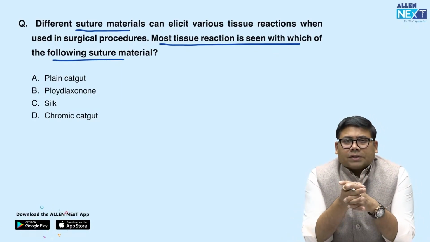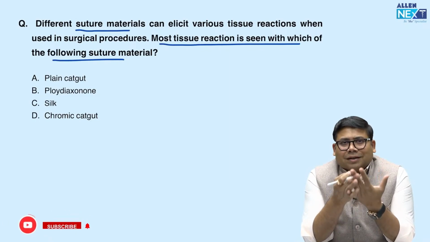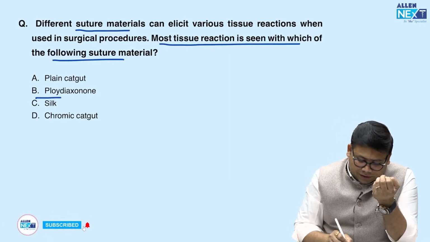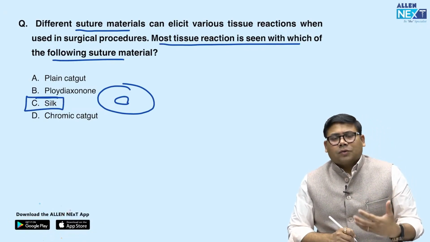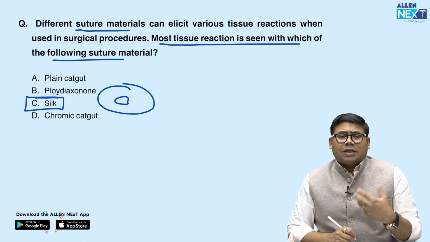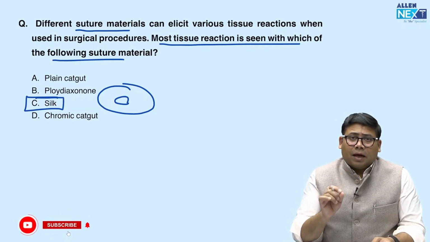So sutures always create a foreign body reaction. The most inert is stainless steel and the most reactive is your silk. So option C is the straightforward answer. Catgut, polydioxanone, they all have a reaction, but not as much as compared with the silk. Silk is a braided, black-colored suture.